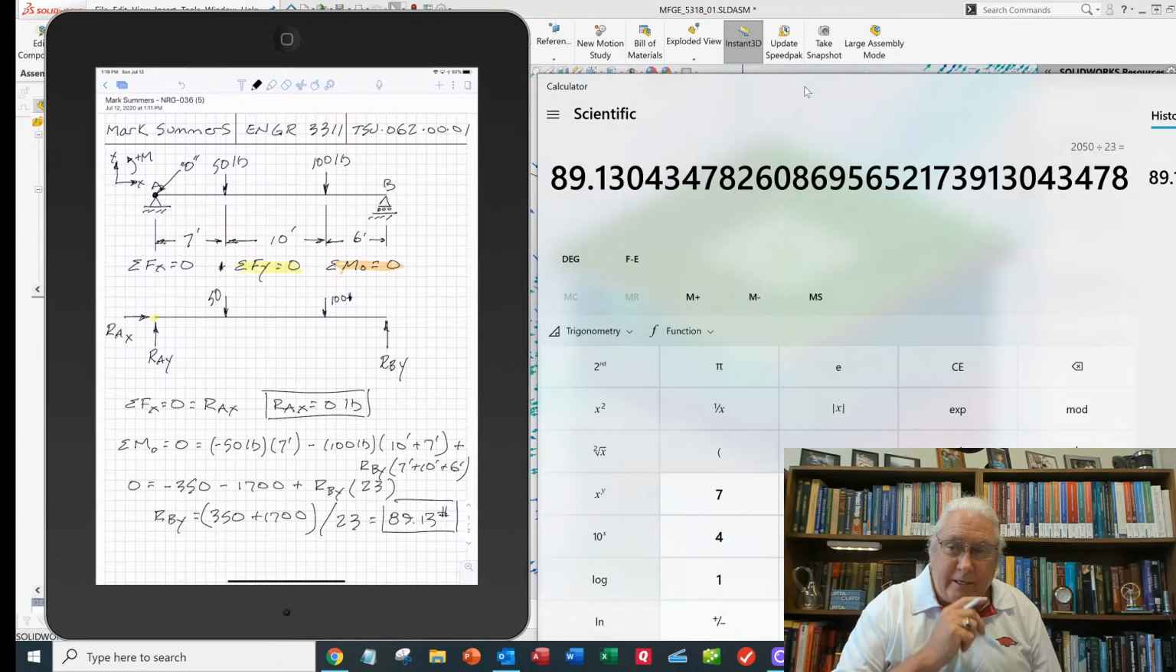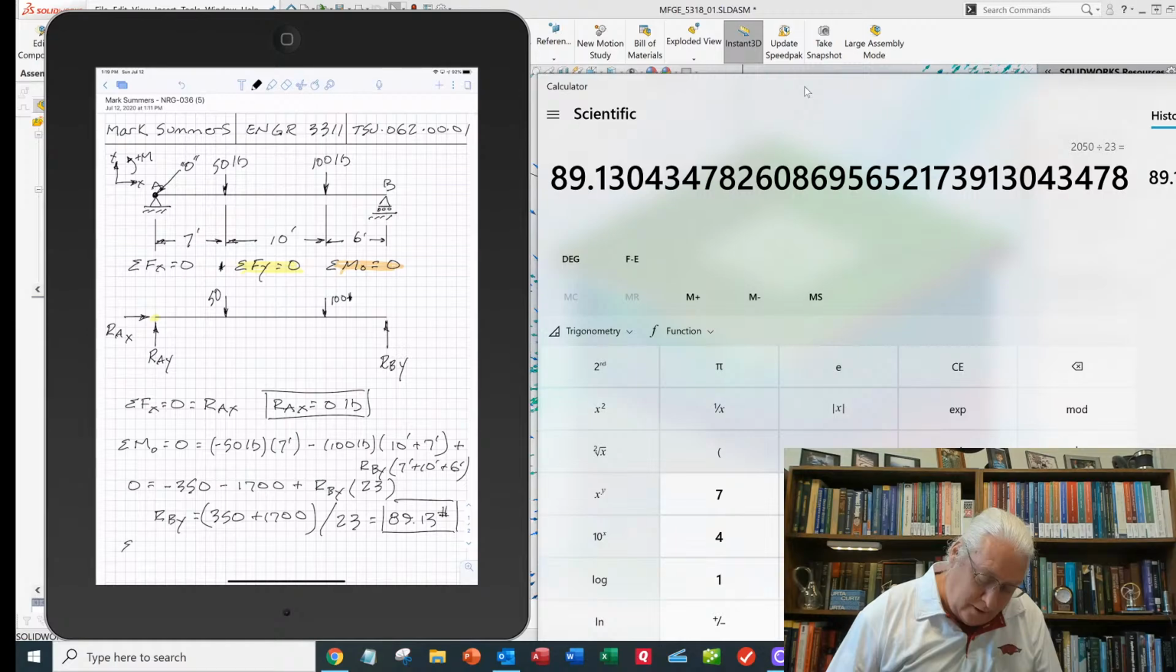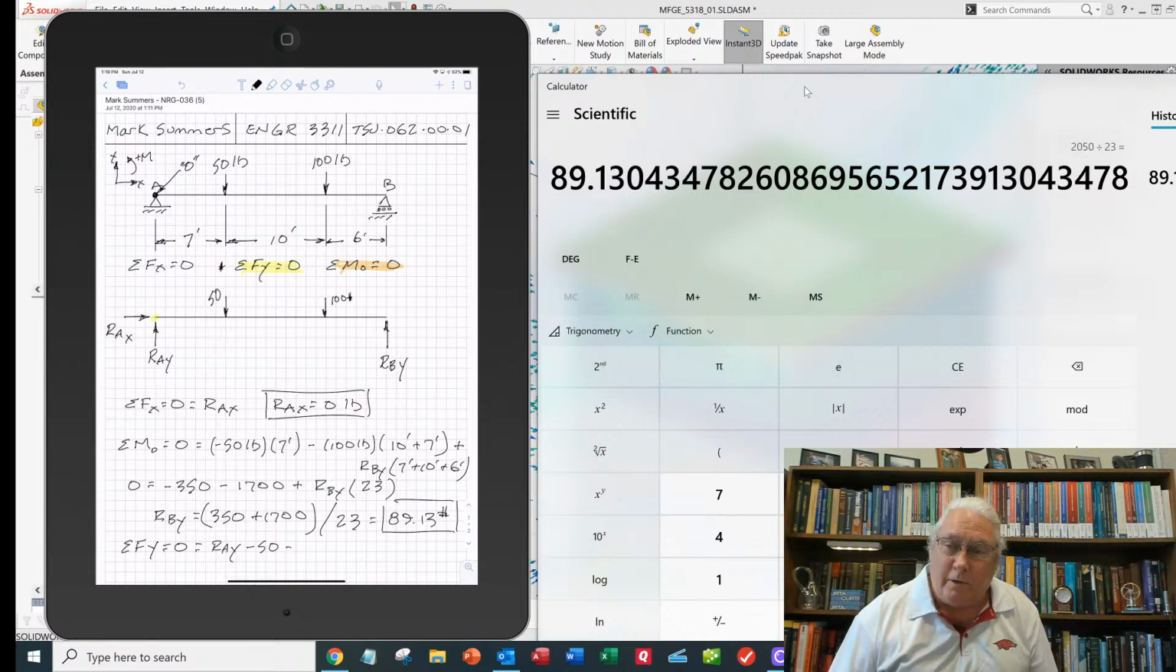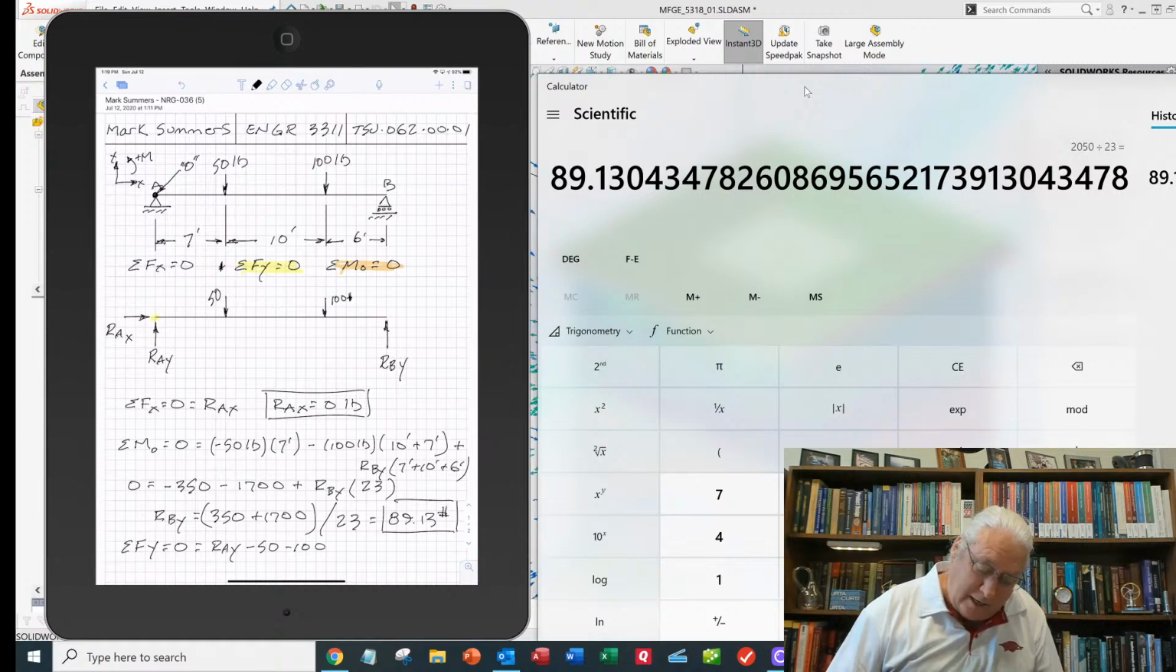So that's reaction at B in the vertical direction. Now I have one more equation, and I'll use my middle equation I haven't used yet. Sum of the force in the y direction equals 0. And I'm going to use the plus direction is going up. So I got RAY going up. I got 50 going down. These are all pounds. I'm not going to write down the units, but I know they're all pounds. I'm being consistent. And I got a minus 100 pounds. And then I got a plus RBY, but I already know RBY.